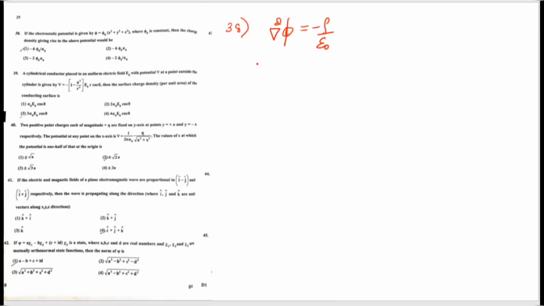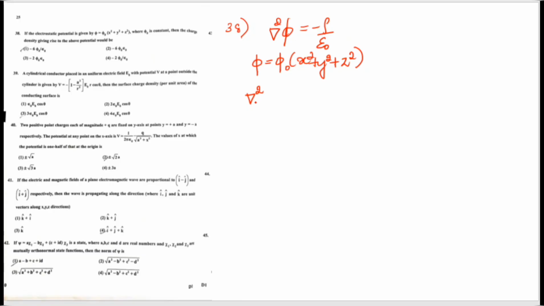Let us take what they have given. They have given the phi value to be equal to phi naught into x square plus y square plus z square. This is the given value, and we need to substitute this phi in the Laplacian form. What is this Laplacian equation, or the Laplace equation? How do we define the Laplace equation?